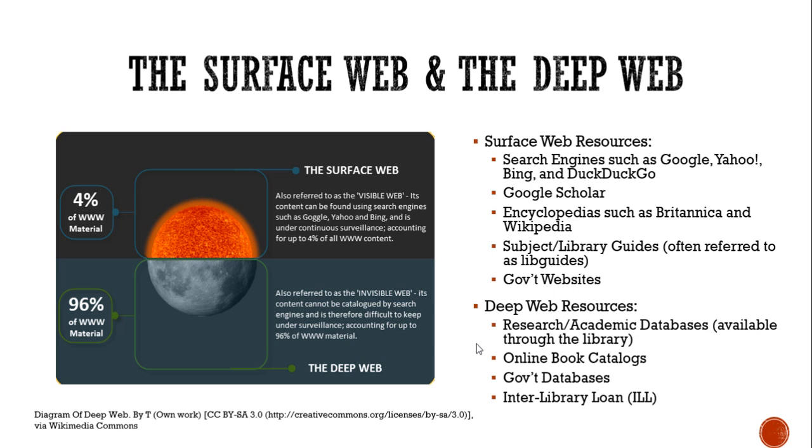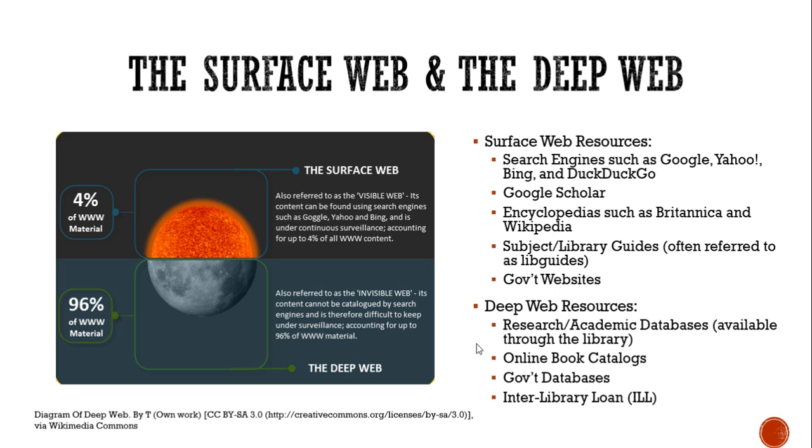Now, as far as deep web resources available to you, these are typically going to be things like academic databases, which are accessed through a library subscription. We have a wide variety of databases available to you at NEC Libraries. Additionally, you'll find book catalogs are considered kind of deep web resources. They're not indexed by search engines to allow you to find print material as well as ebooks.